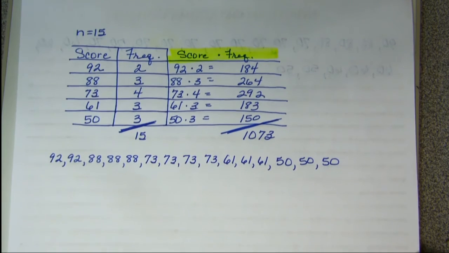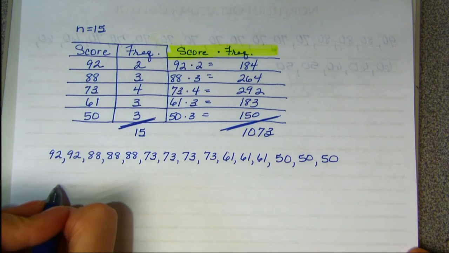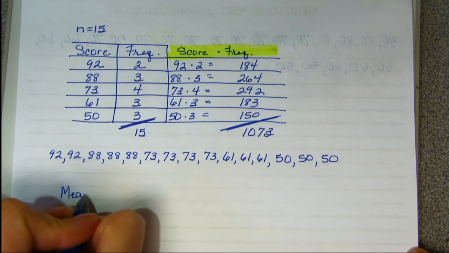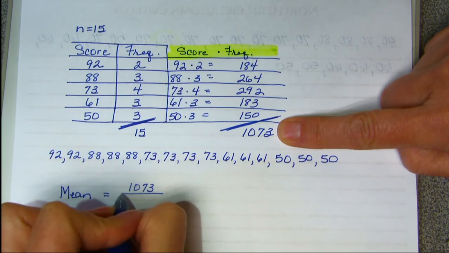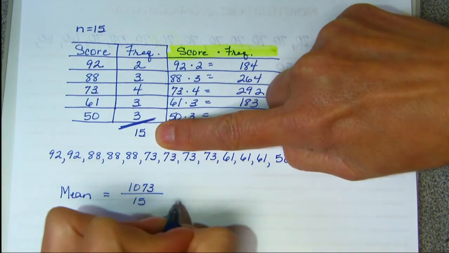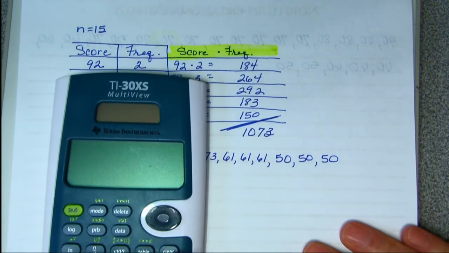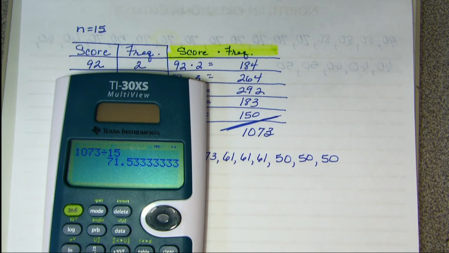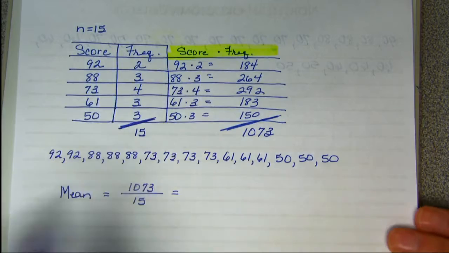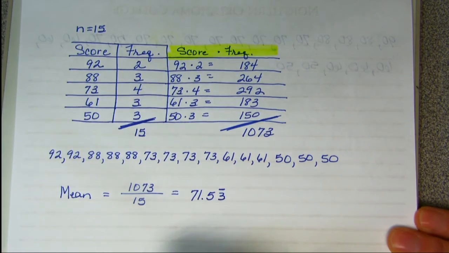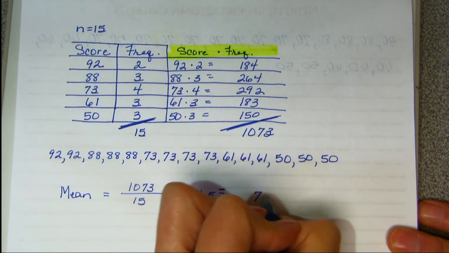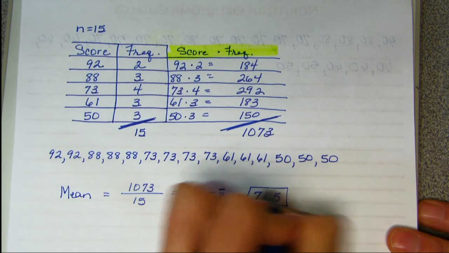All right, so to find the mean, we take the summation of our numbers, 1,073, divided by however many there are, which are 15. And it gives me 71.53 repeating. Pay attention to WebAssign. If they had you round that to 2 decimal places, it would be 71.53.